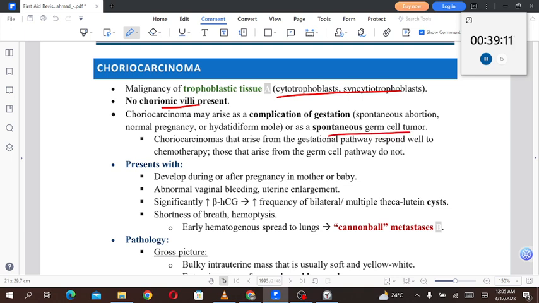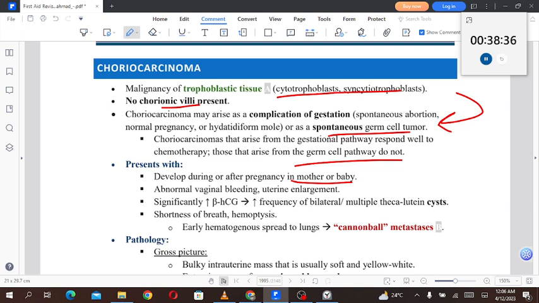Choriocarcinomas that arise from the gestational pathway respond well to chemotherapy. Those that arise from the germ cell pathway do not. So the spontaneous ones, arising from the germ cell pathway, do not respond to chemotherapy very well. But the choriocarcinomas arising from the gestational pathway, that is after a spontaneous abortion, a normal pregnancy, or a hydatidiform mole, respond very well to chemotherapy. It presents during or after pregnancy in the mother or baby.